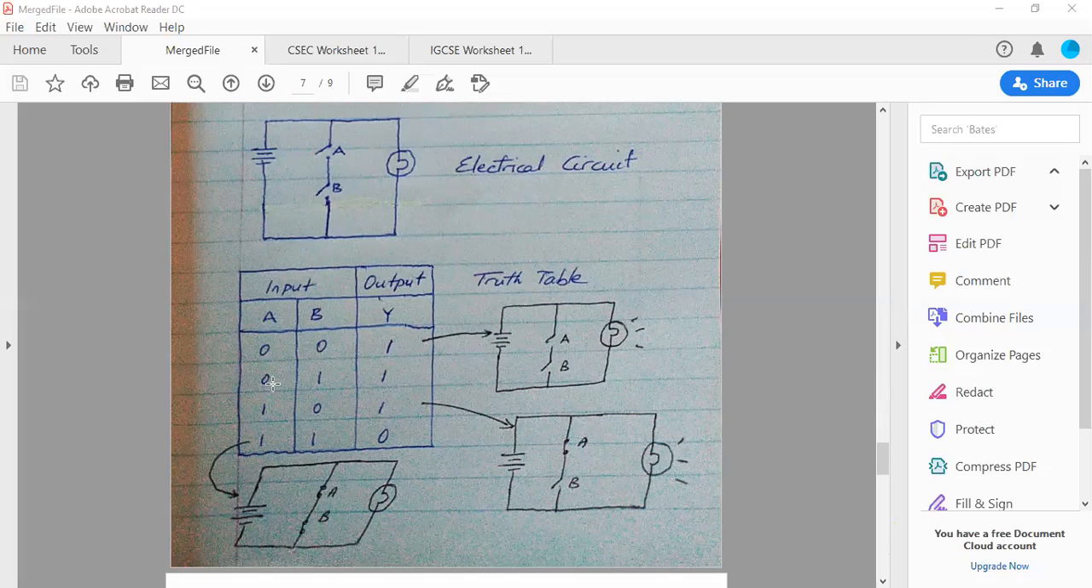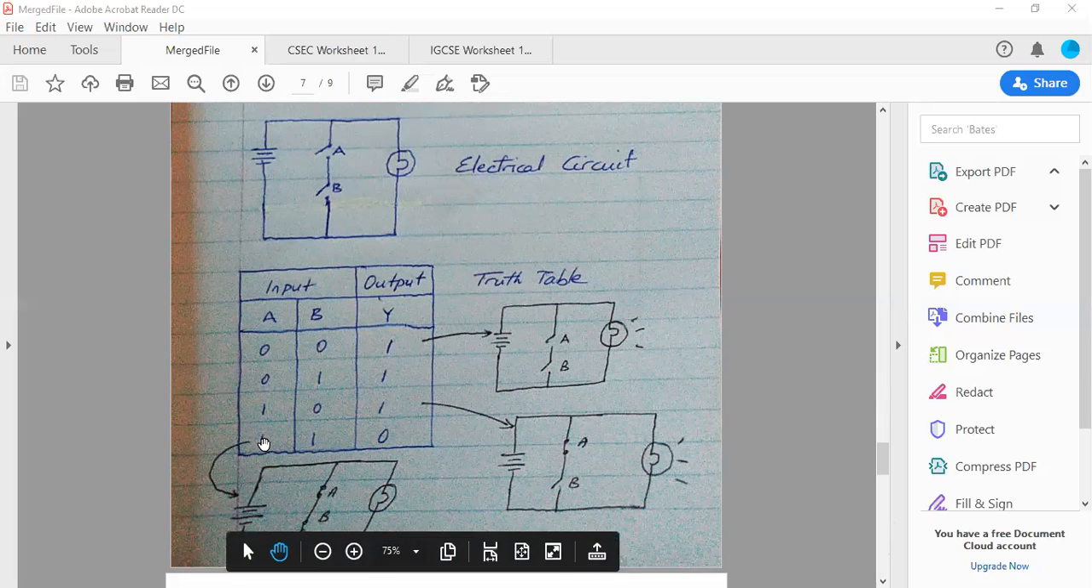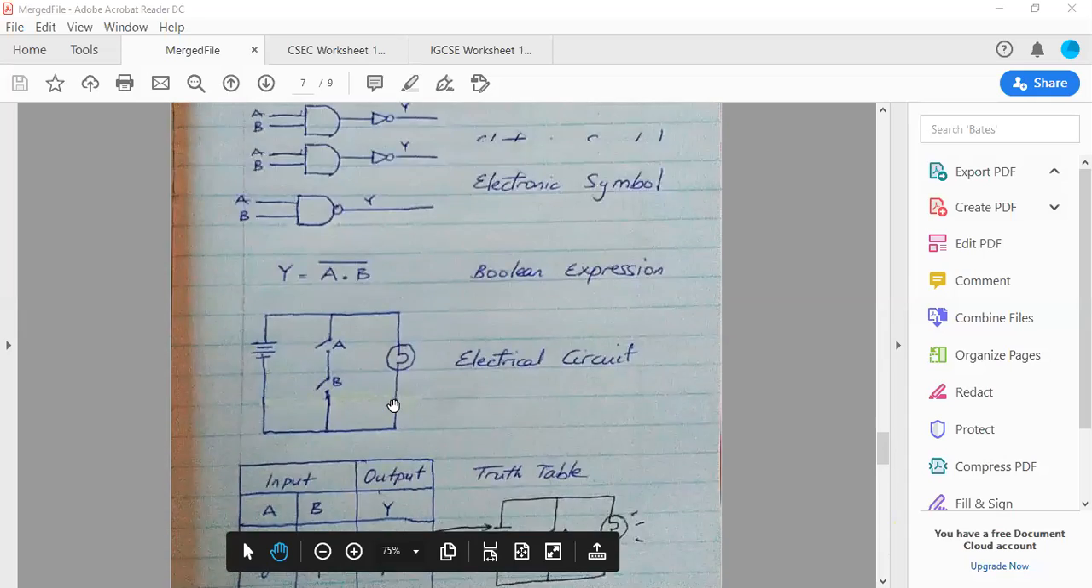Where is a 0 again? Second row, A is a 0. The output is going to be 1. B is a 0 in the third row, so the output is going to be 1. Is either of A and B in the fourth row 0? No, both of them are 1. So you're going to get the opposite, which is a 0.